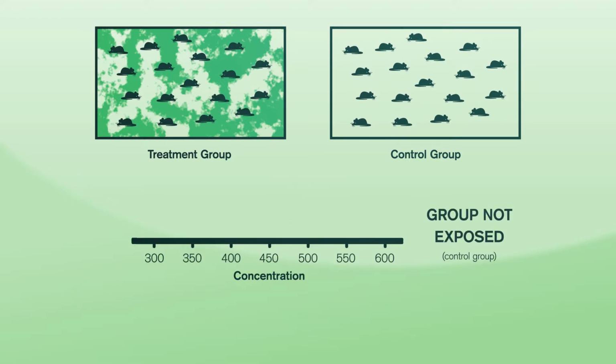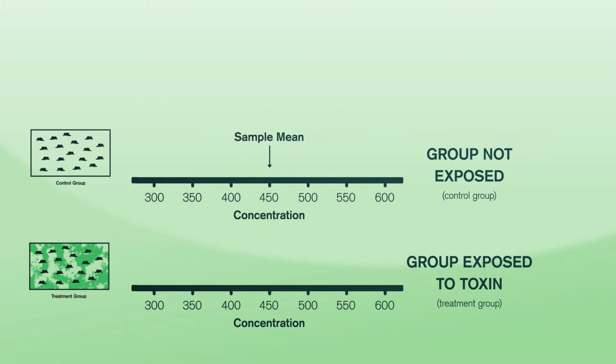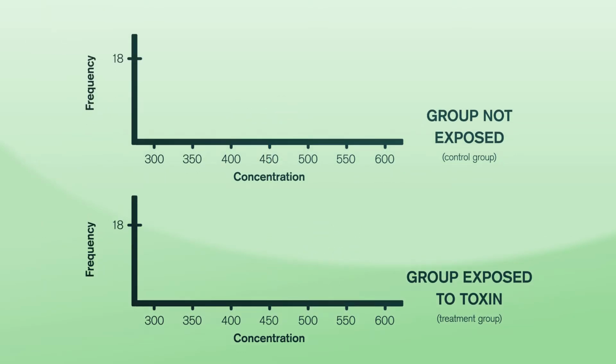If the sample of 18 rats not exposed to the toxin produced a mean concentration of 450 nanograms per gram, and the sample of 18 rats exposed to the toxin had a mean concentration of 520 nanograms per gram, does this mean there is a difference in the two population means? We can see the two sample means differ, but does this translate into the two population means differing? It depends upon the amount of variation about each of the means.